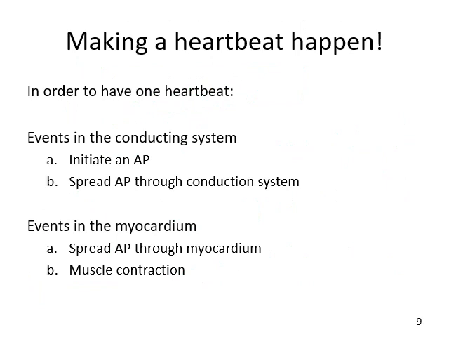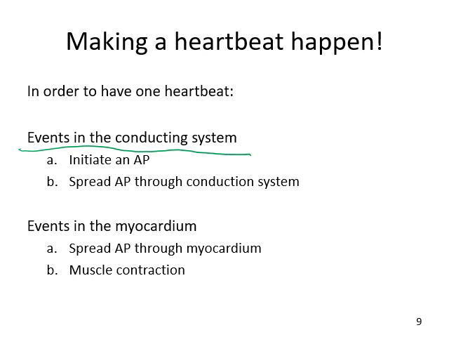So we're going to jump straight into how we make a heartbeat happen. A heartbeat is the atria contract, the ventricles contract. That is one heartbeat. In order to have a heartbeat, we somehow have to start the heartbeat, and that happens in what we call the conducting system of the heart. That's the sinoatrial node, etc. In the heart's conduction system, we need to start an action potential, and it needs to spread throughout the conduction system. That's just sending the signal.